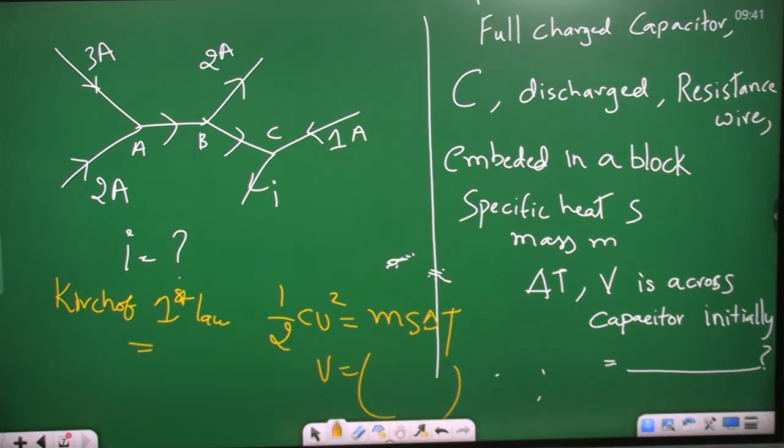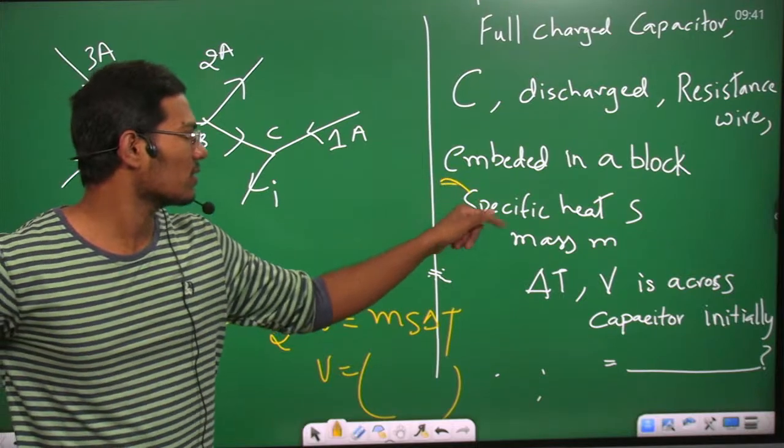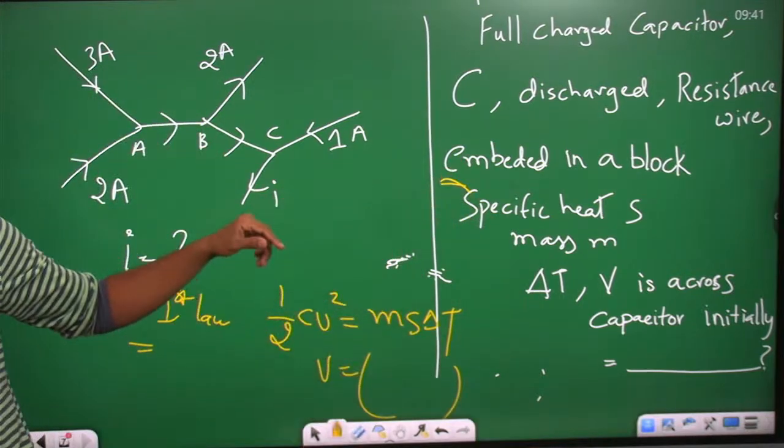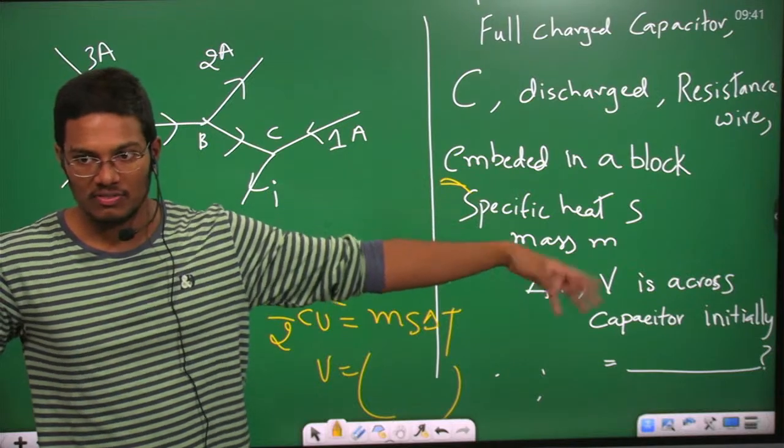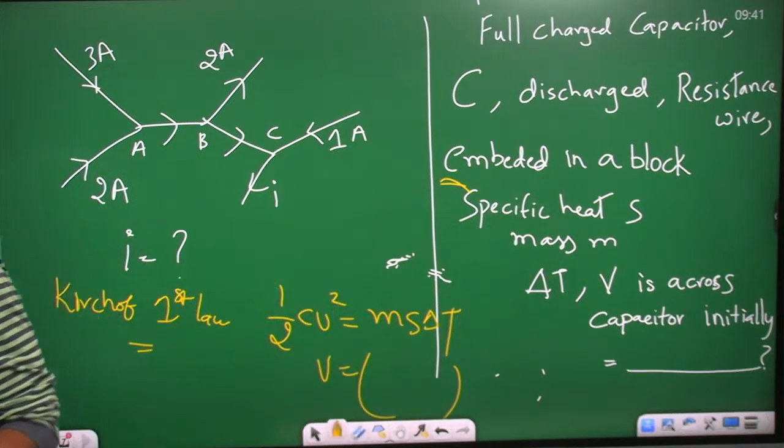Very small resistance, like he said. See, the resistance is embedded in the block. So the capacitor is getting discharged because of the resistance. If there is no resistance, it won't get discharged, right? So the heat generated within the resistance is transferred to the block. So that's how it travels out.